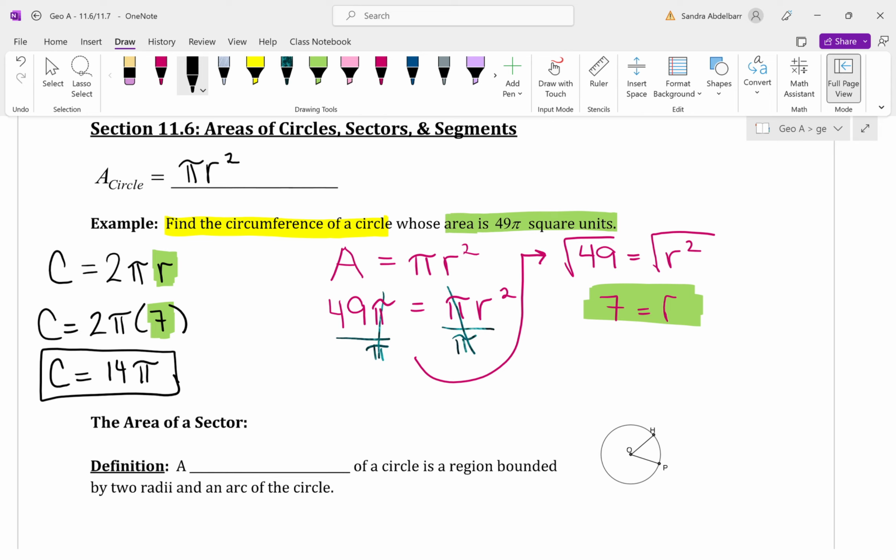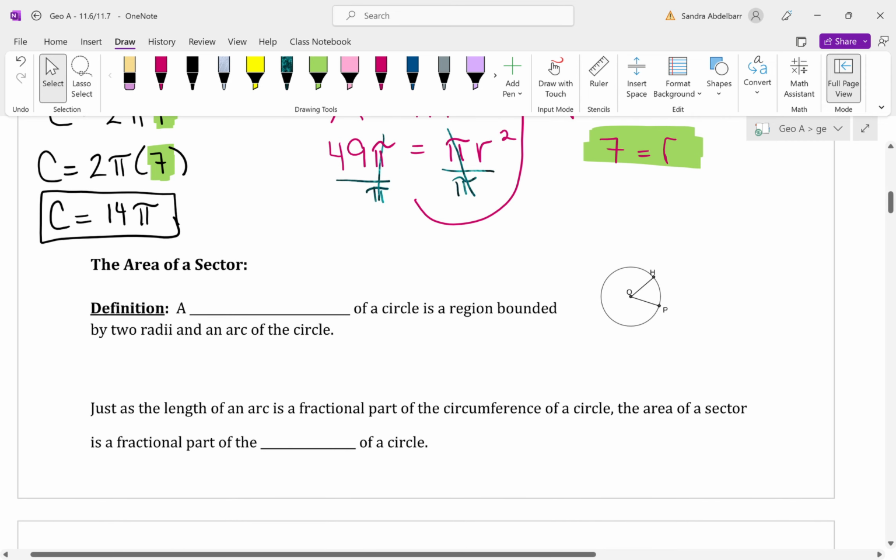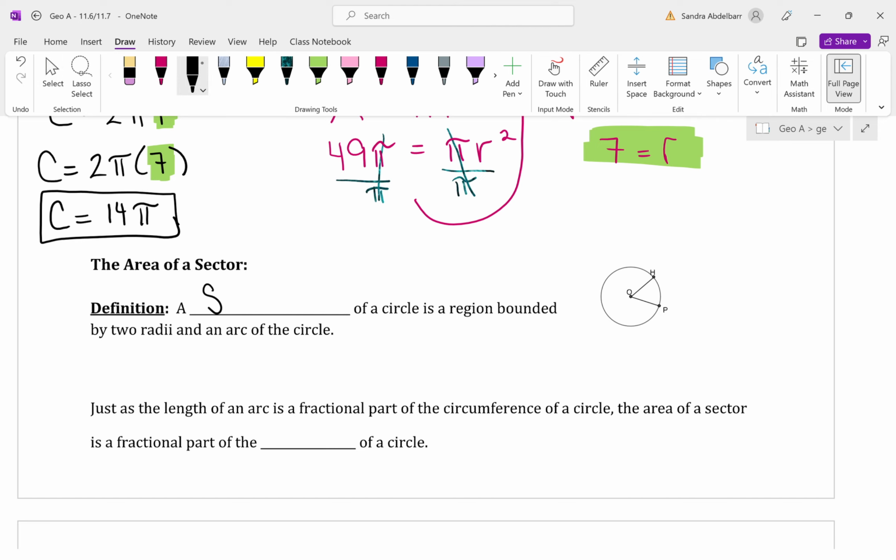All right, some new vocab words, sectors and segments. All right, the area of a sector. Well, first, before we talk about the area of a sector, let's talk about what a sector is. A sector of a circle is a region bounded by 2 radii and the arc of the circle. So if you basically have a central angle, it's the area in that central angle right there. It sort of looks like a slice of pizza. That's what a sector is.